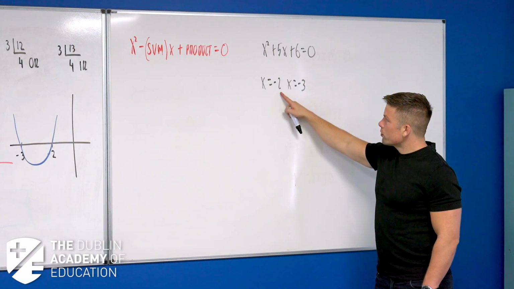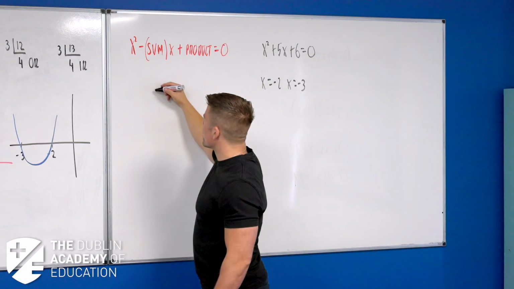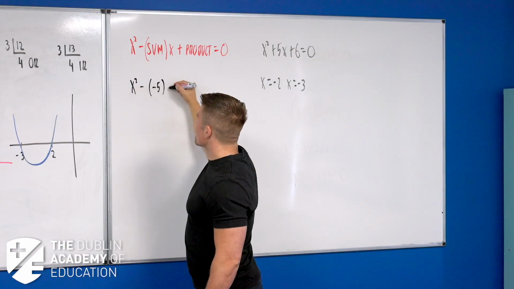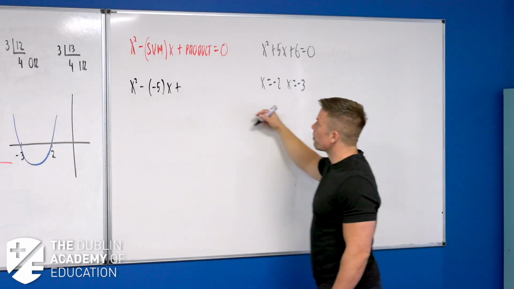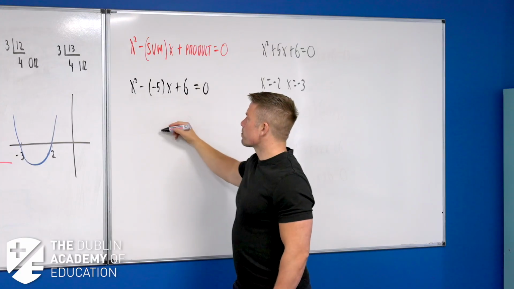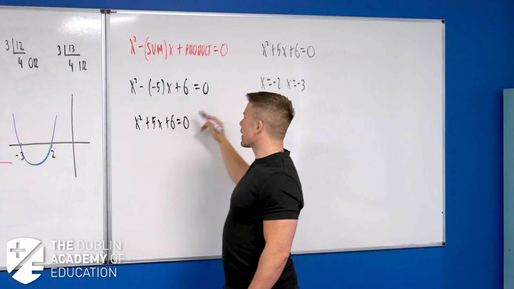The sum of the roots is where you add them together, so minus 2 and minus 3 is minus 5. So we have x squared minus 5x plus the product. So minus 2 multiplied by minus 3 will be 6. And then if we say minus by minus is a plus, we've got our quadratic already. And that's pretty handy.